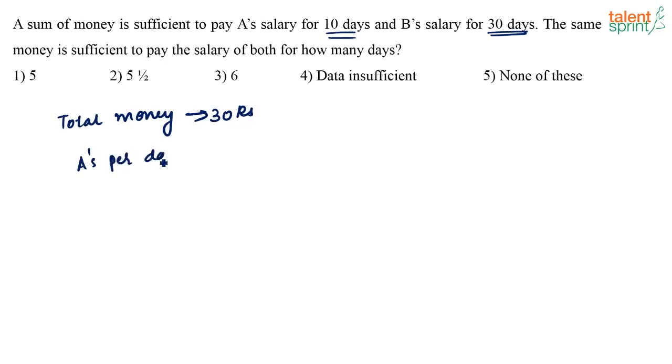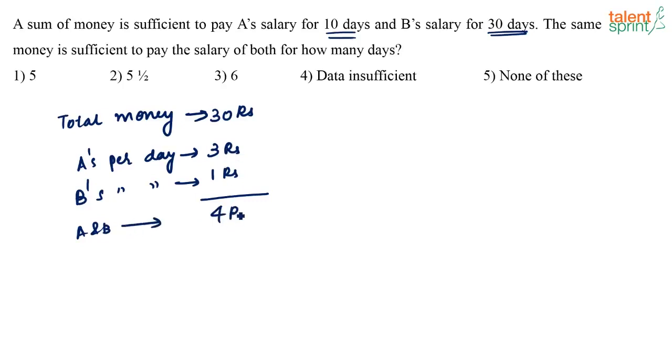What does A get per day? A gets 30 divided by 10, or 3 rupees. How much does B get per day? B gets 30 divided by 30, that is 1 rupee per day. So put together, A and B in one day, how much will they get? They will get 3 plus 1, or 4 rupees.